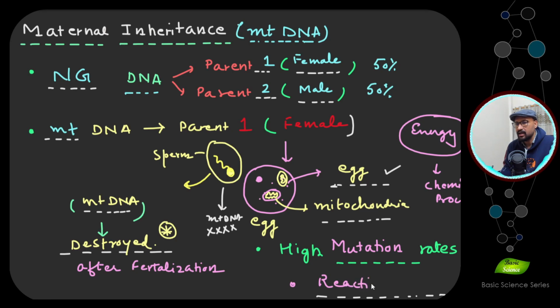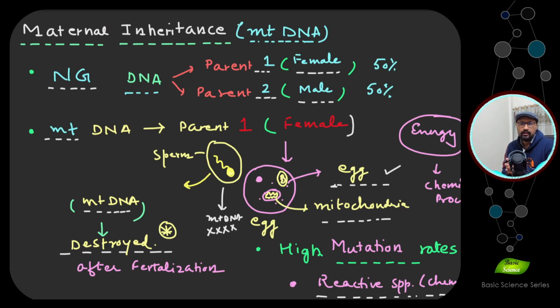So let me write it down. Reactive species, they are chemical reactive species. They're getting formed, and then they can destroy the mitochondria or affect the mitochondrial DNA. Because of that, new mutations are going to get incorporated into the mitochondrial DNA when it is going to divide. So mutation rates are high in case of mitochondrial DNA.